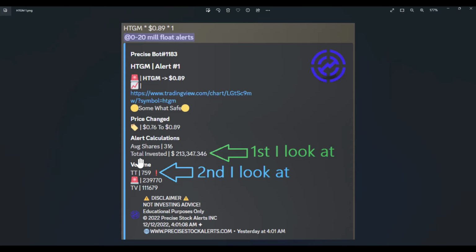Total invested is $213,347.34. That's the first thing I look at, depending on the time of day, but we will start from 4 a.m. I like to see that number be 50,000 and above. That's when it really grabs my attention. Although every alert that comes in the server has potential to run.